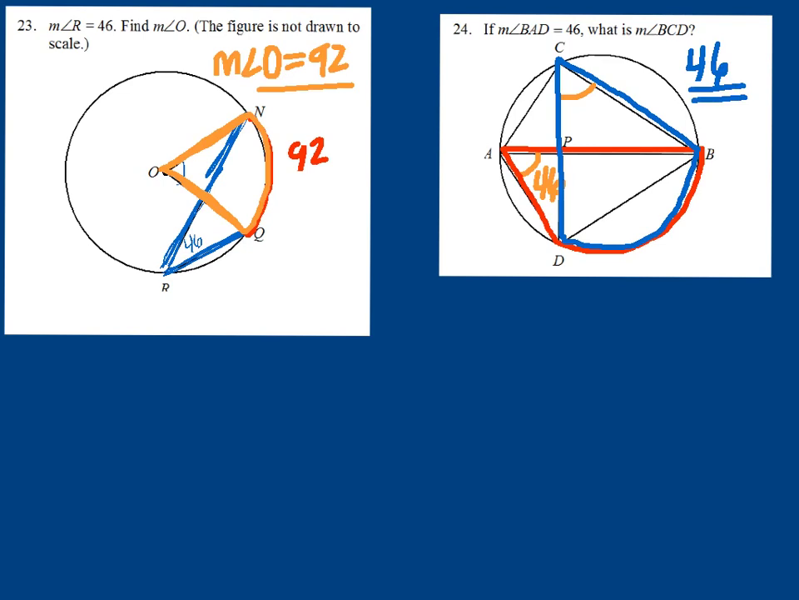In number 24, our two angles are congruent because they're both inscribed angles. Whereas in 23, even though they shared the same arc, they weren't congruent because one was an inscribed angle and the other was a central angle.